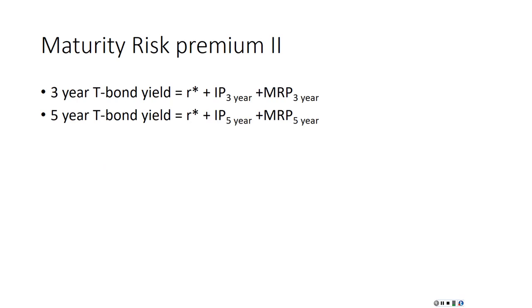Well, the 3-year Treasury bond yield should be equal to the risk-free rate plus the inflation premium over 3 years plus the maturity risk premium over 3 years, while the 5-year Treasury bond yield should be equal to the risk-free rate plus the inflation premium over 5 years plus the maturity risk premium over 5 years. So in order to answer the problem, the first thing we need to do is to find the estimated inflation premiums for 3 years and for 5 years separately.